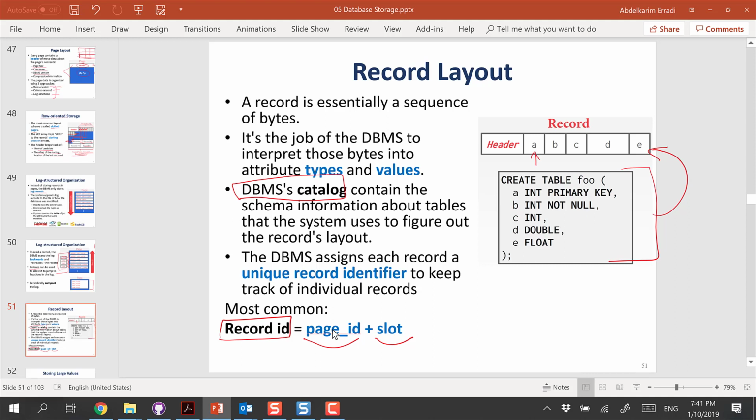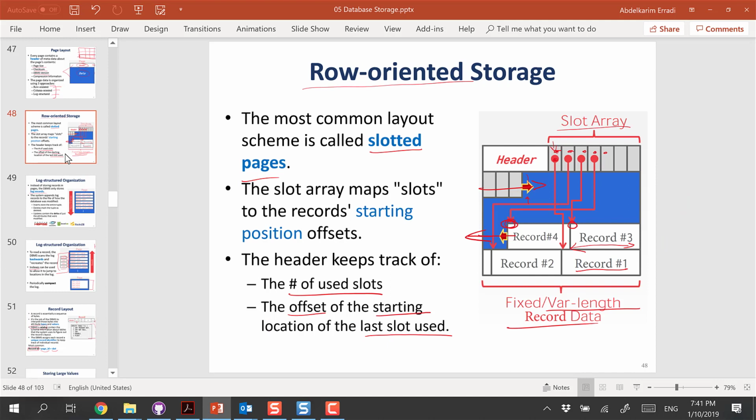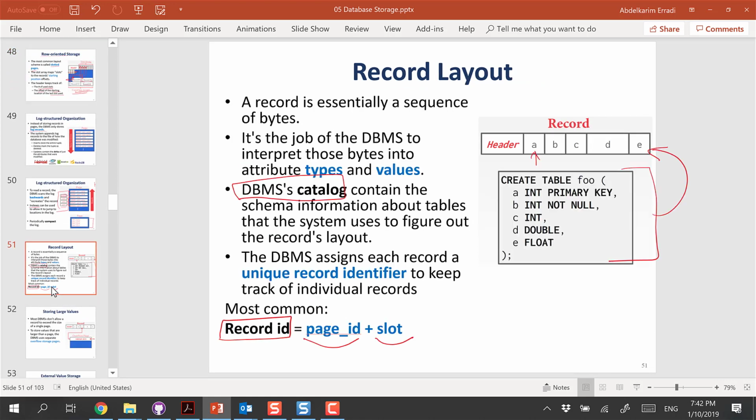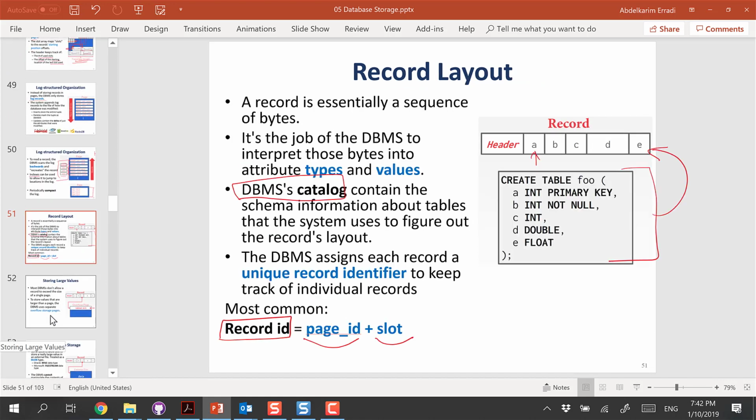ID. Remember the page? So the file is made up of pages. So the page where the record is stored, the page ID, the logical page ID, plus the slot ID. Remember at the page level we have slots. So the combination of page ID plus the slot ID can be used for record ID. Okay. So that's the page layout.